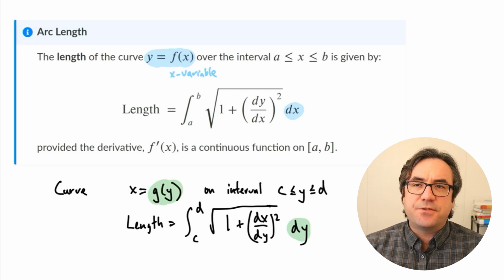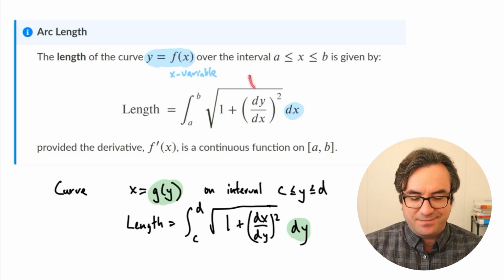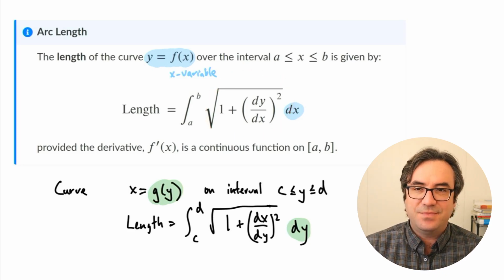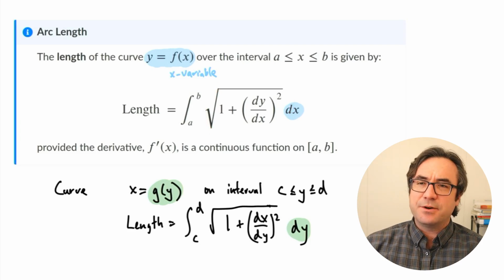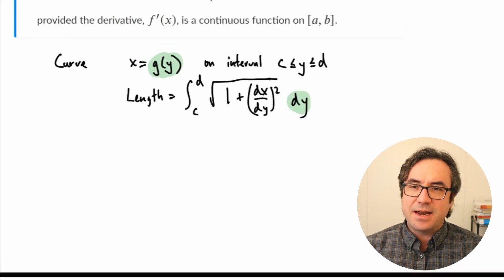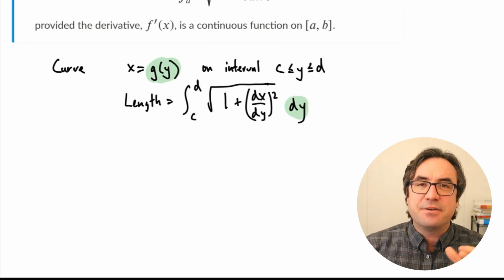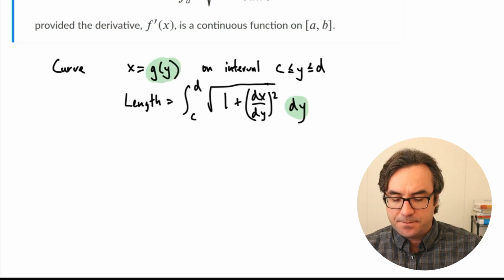All right, so where does this integral formula come from? It's not necessarily intuitive where this is coming from. Square root of 1 plus the derivative squared. Well, we're not going to prove this, but we're going to look at the idea for how the proof would work.